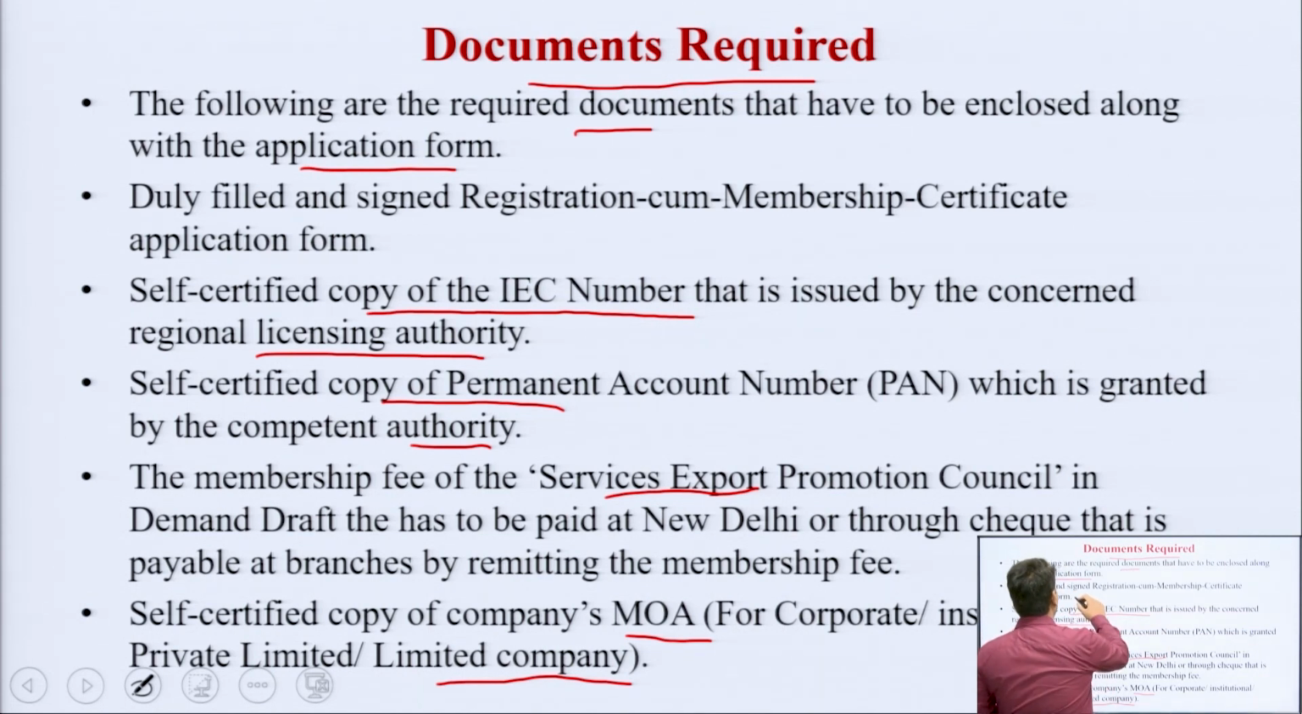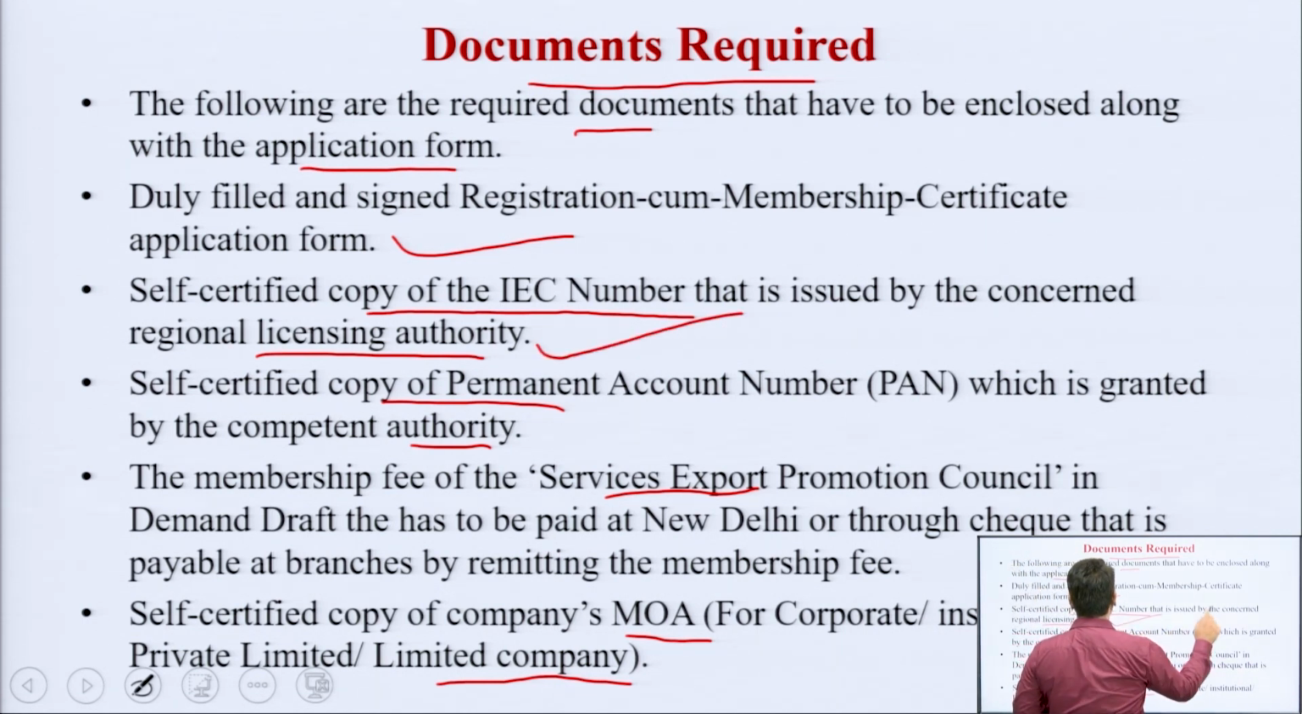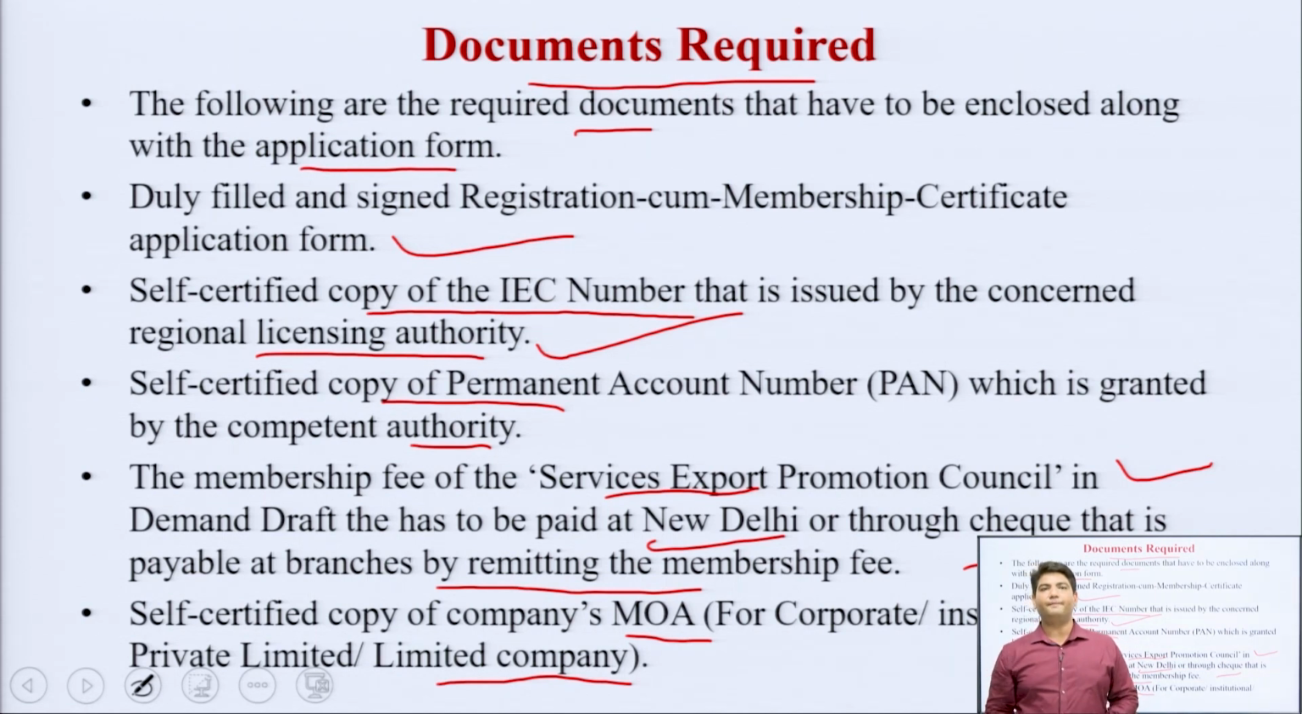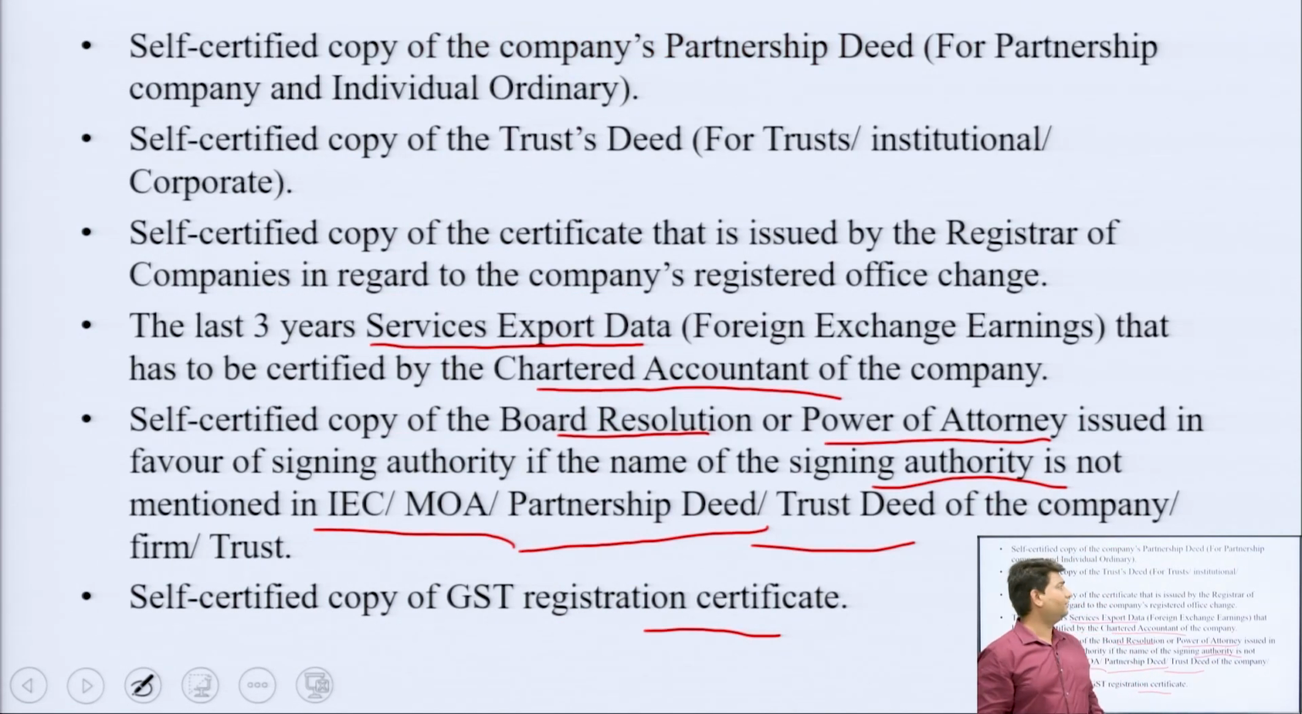The documents required are: a duly filled and signed registration cum membership certificate application form; a self-certified copy of the IEC number that is issued by the concerned regional licensing authority; a self-certified copy of the permanent account number which is granted by the competent authority. The membership fees of the Export Promotion Council need to be paid by demand draft at New Delhi or through a cheque that is payable at branches. A self-certified copy of the company's MOA needs to be submitted.